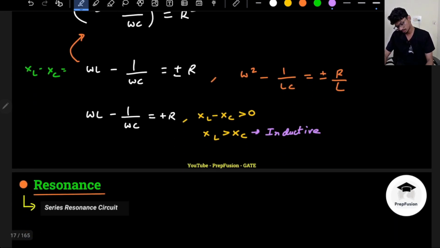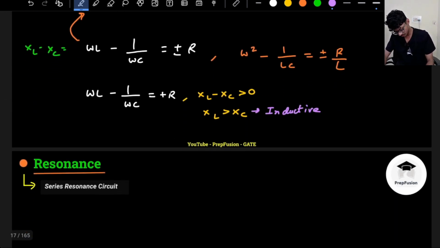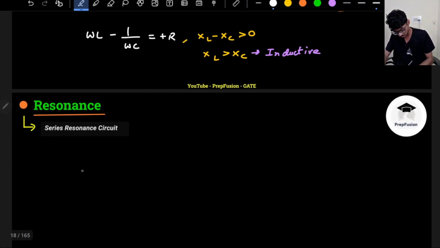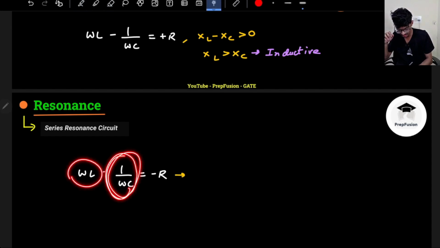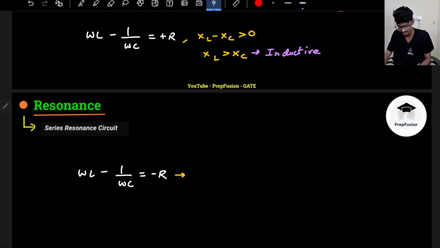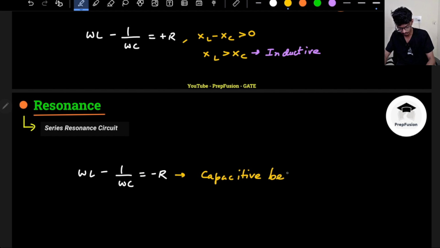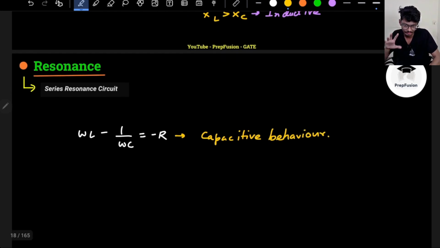Another important point, I will also talk about the other solution. What is the other solution? That is omega L minus 1 by omega C is minus R. If it is equal to minus R, that means basically this is higher than this, then only I will get some negative value. That means it has a capacitive behavior. So my circuit is capacitive now.